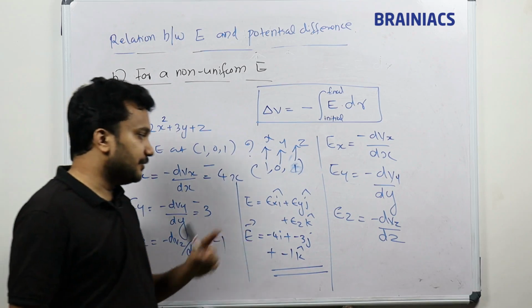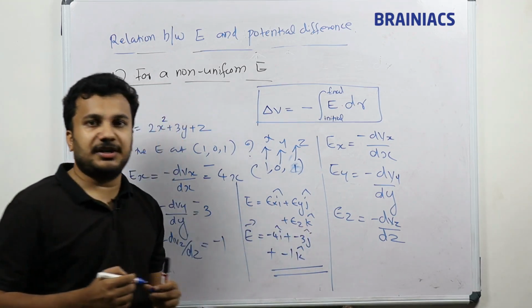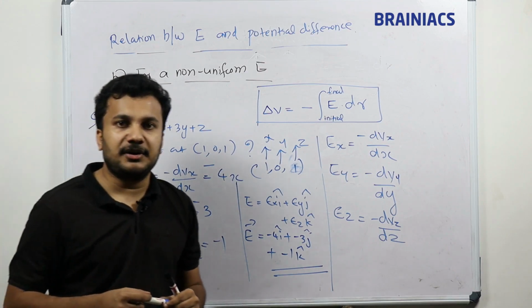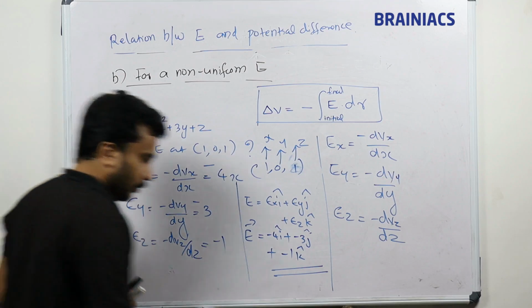So electric field is a vector quantity. That's why we have i cap, j cap and k cap. i, j, k are representing the directions of x, y, z. The same questions may be asked in another way also.